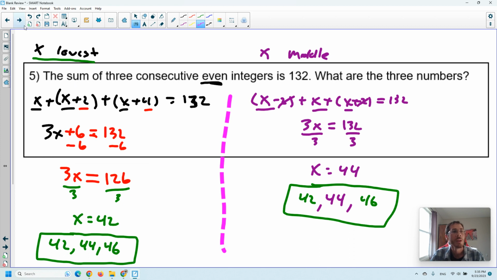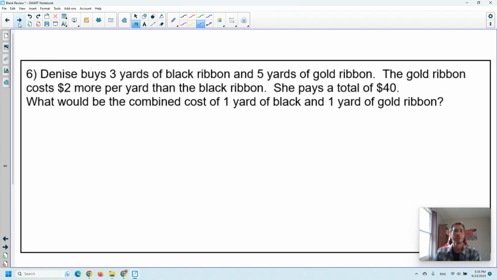All right. Number 5. Denise buys 3 yards of black ribbon and 5 yards of gold ribbon. The gold ribbon costs $2 more per yard than the black ribbon. She pays a total of $40. What would be the combined cost of 1 yard of black and 1 yard of gold ribbon? So this one seems like a pretty complicated question. So we just want to take it piece by piece.